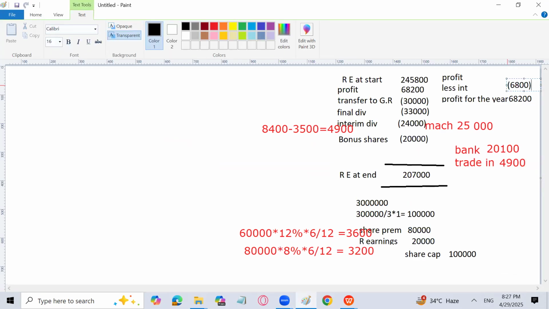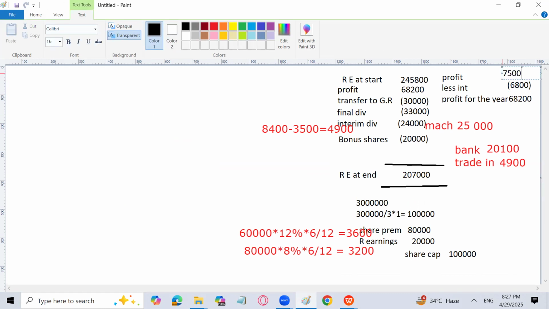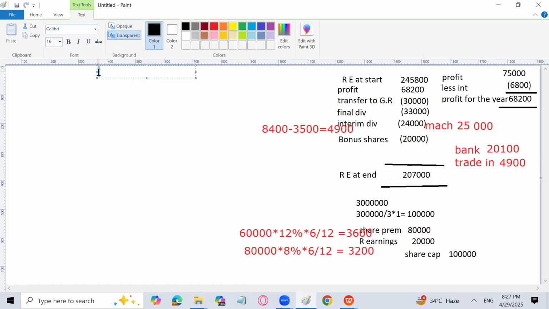And I will add these 6,800, that is, 68,200 plus 6,800, and we will get the profit before operation, which is 75,000. This is how we have calculated profit from operation, through which we are going to prepare the cash flow statement. The question has basically asked us to prepare the cash flow statement, but we can't prepare it. Why, sir? Because the cash flow statement starts from profit from operation, and in this question, profit from operation was not given at all. So we have calculated it first through the retained earnings columns, retained earnings at the start and at the end.